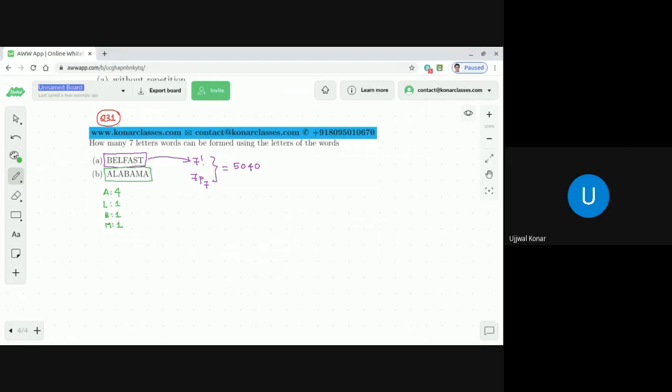If there are n objects where P1 are of one kind, P2 are of another kind, P3 are of another kind, and the rest are distinct, what is the way to compute? The way to compute is 7 factorial divided by 4 factorial into 1 factorial into 1 factorial into 1 factorial, isn't it? Recall this formula.